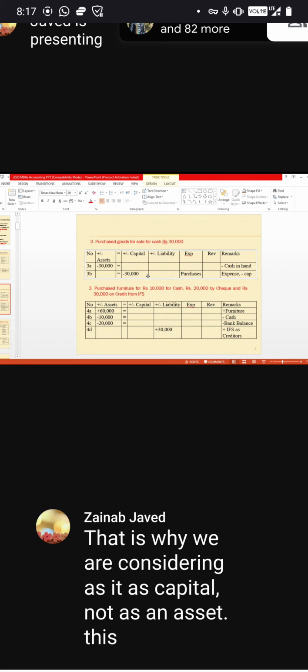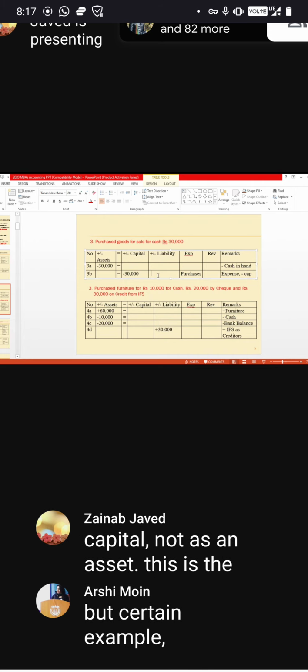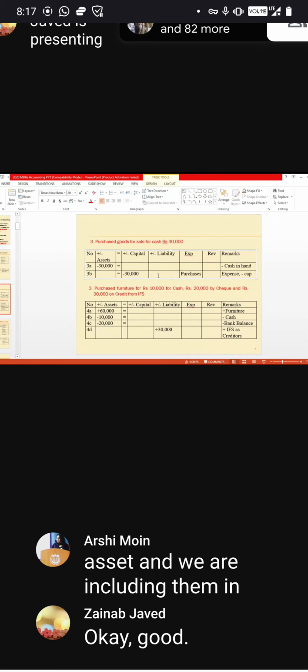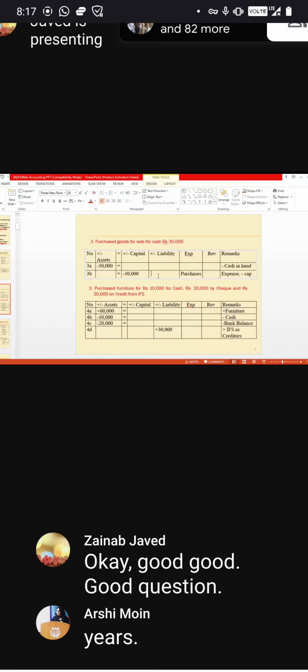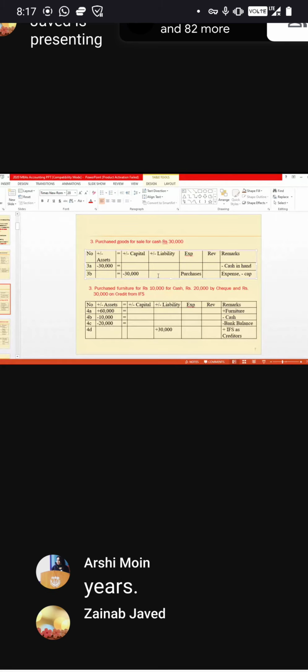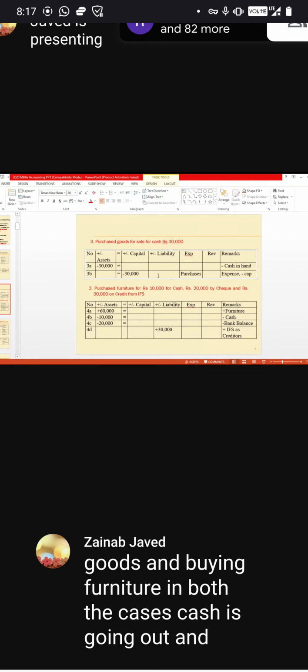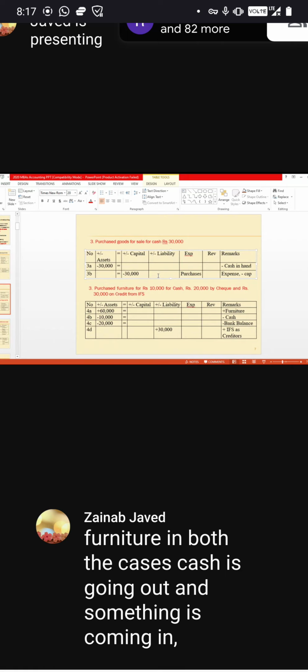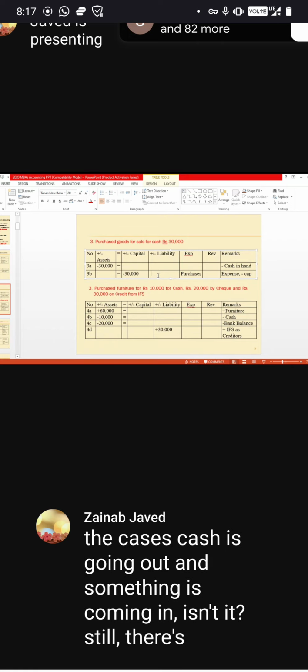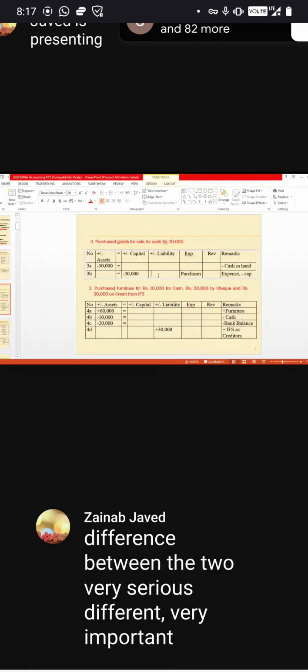But sir, in the fourth example, we are considering furniture as an asset, and we are including it. Good question. What is the difference between buying goods and buying furniture? In both cases, cash is going out and something is coming in, isn't it? Still there is a difference between the two, a very serious and very important difference.